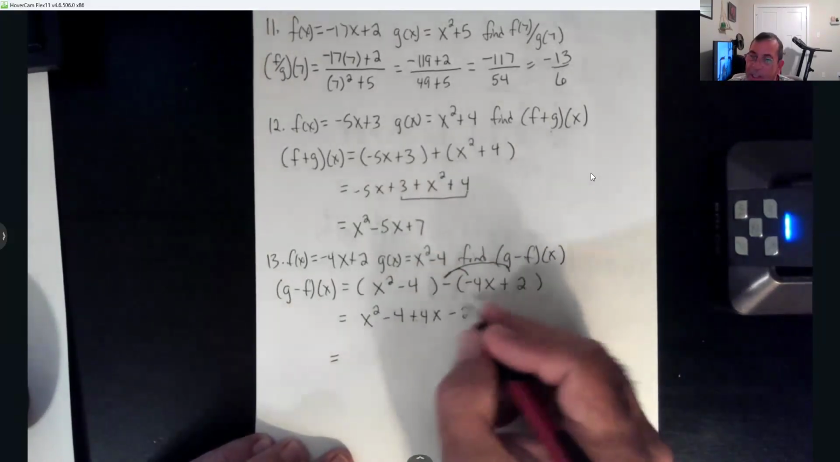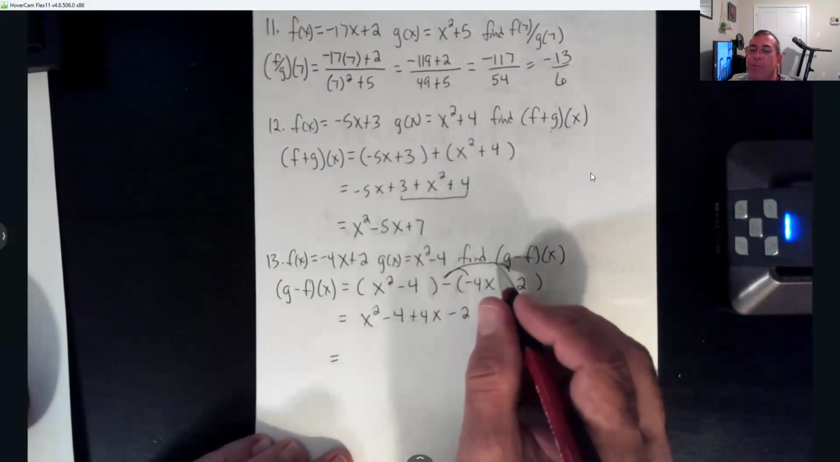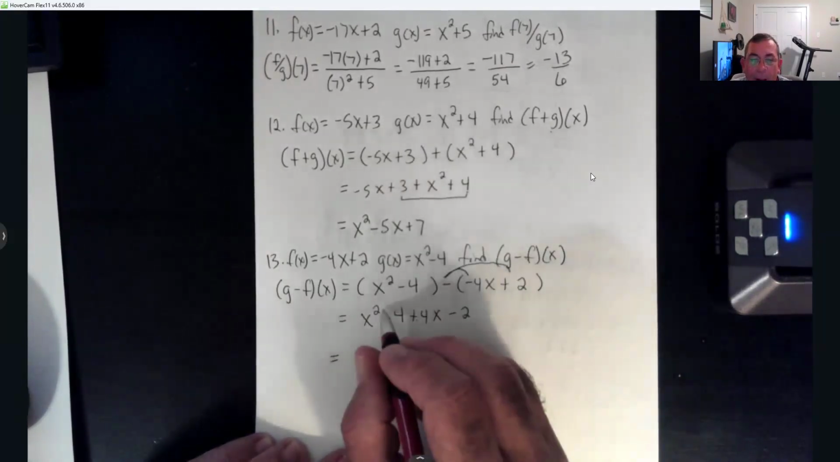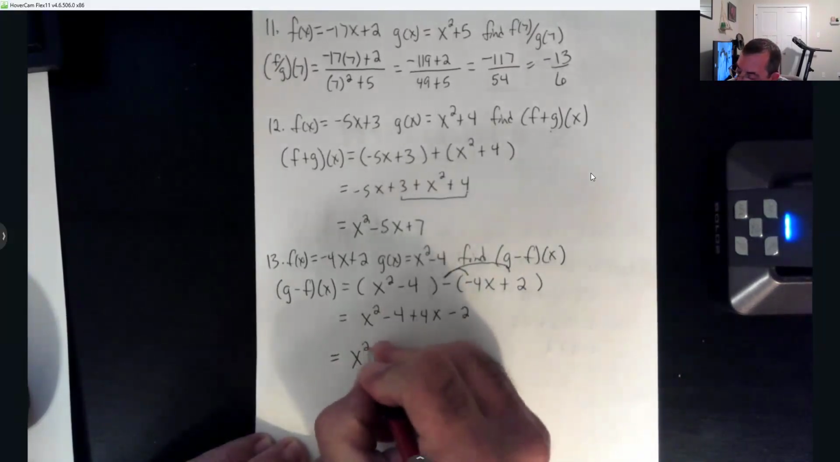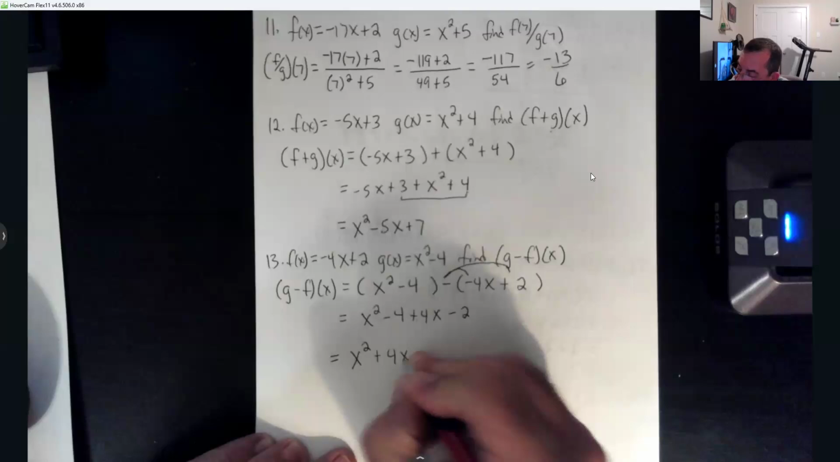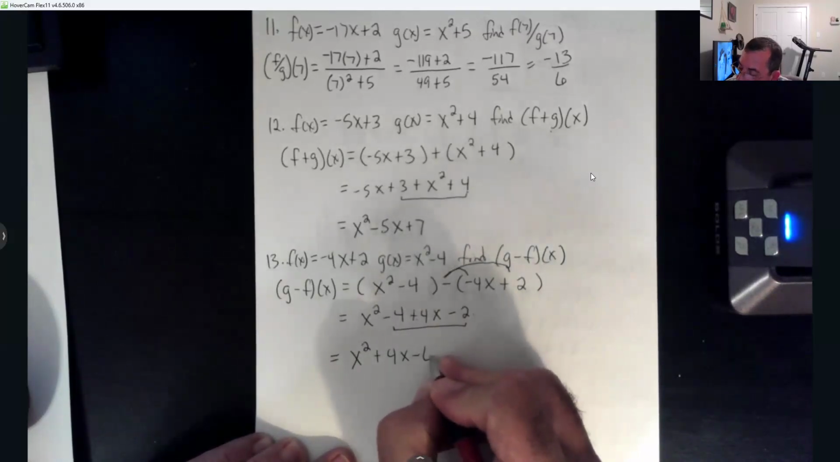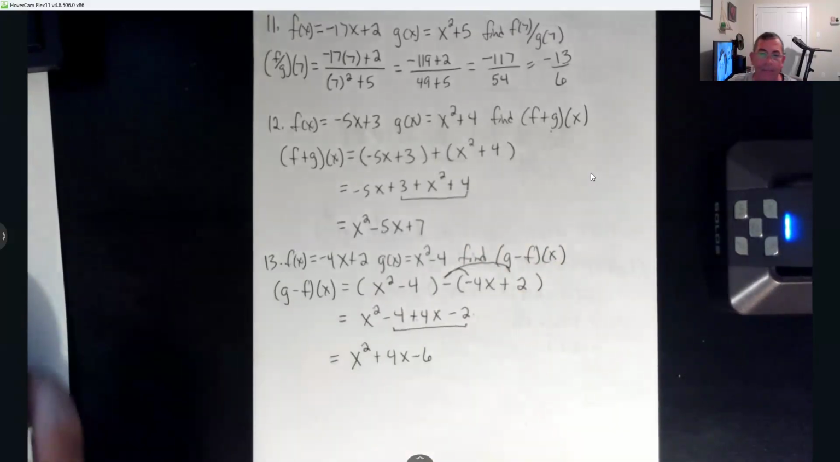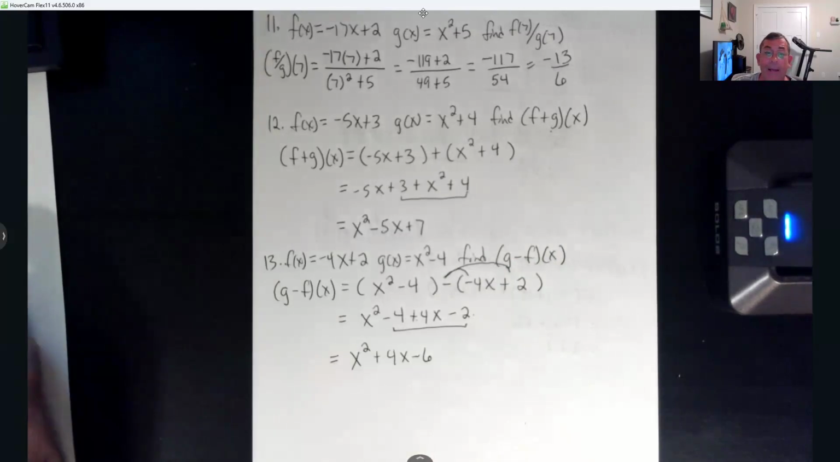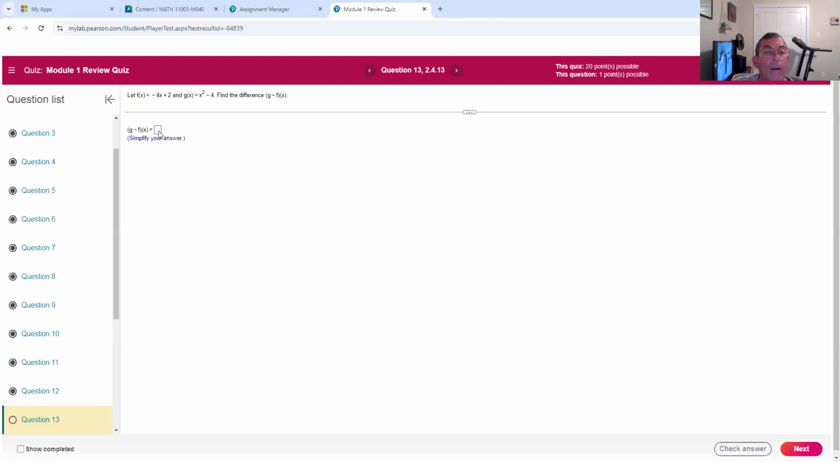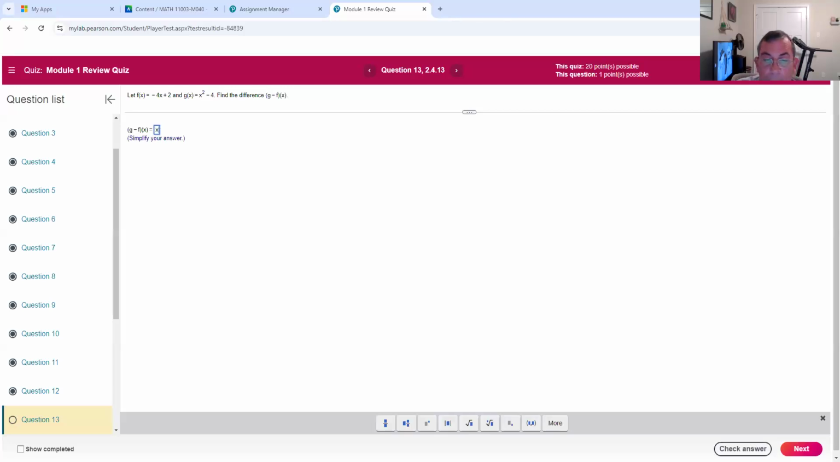All right, y'all. So that one sign is what kills people, okay? So make sure you distribute that negative through those parentheses. All right, y'all. Bring down the x squared, the positive 4x, and then your like terms are a negative 4 and a negative 2, which will give us a negative 6. All right, y'all. So you'd put that into MATLAB now. All right, y'all, once you got that put in there, you're going to hit next.